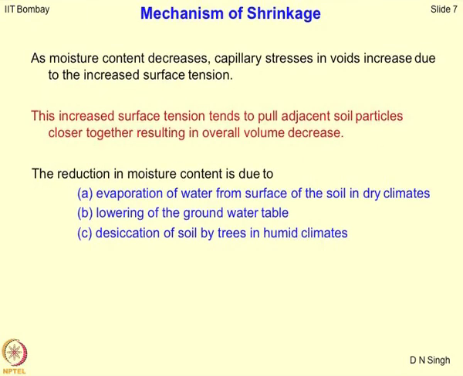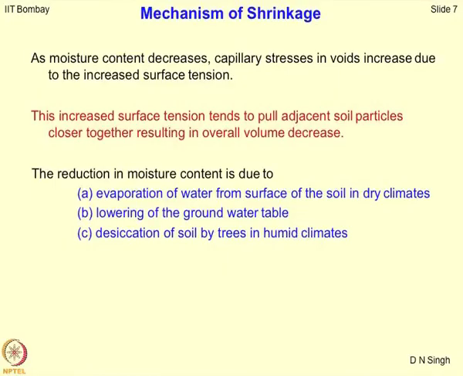Now let's discuss the mechanism of shrinkage. The first and foremost point is that as moisture content decreases, capillary stresses in the voids will increase due to the increased surface tension. You must have done this somewhere. Have you used this concept in determining the shrinkage limit of the soil? What did you do in determination of the shrinkage limit of soil? You took the pad and dried it in air. What is air drying doing? It is creating more and more surface tension in the material. So, as moisture content decreases, capillary stresses get induced in the voids, because of the increased surface tension.